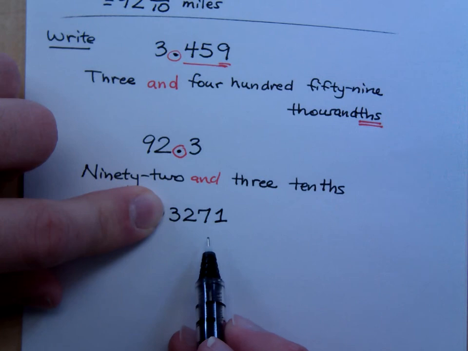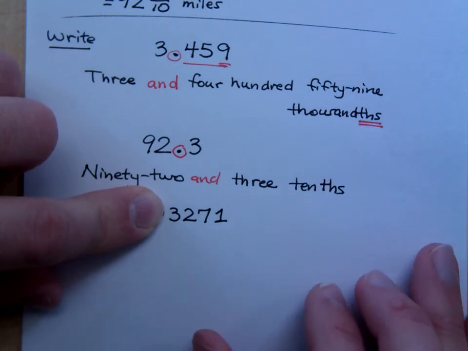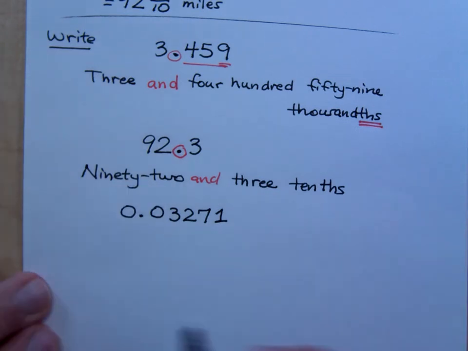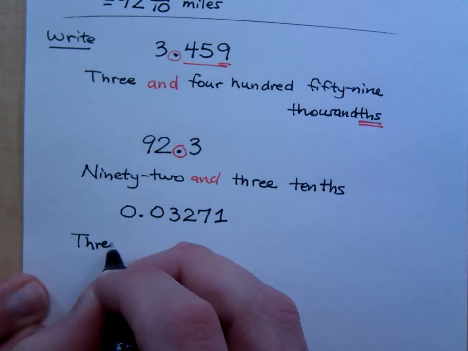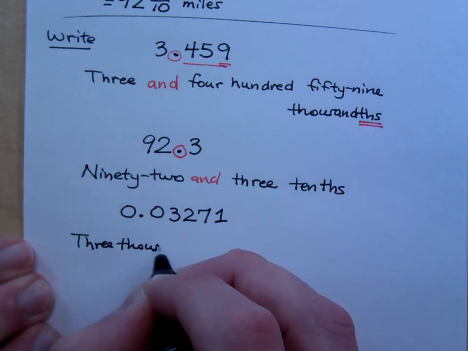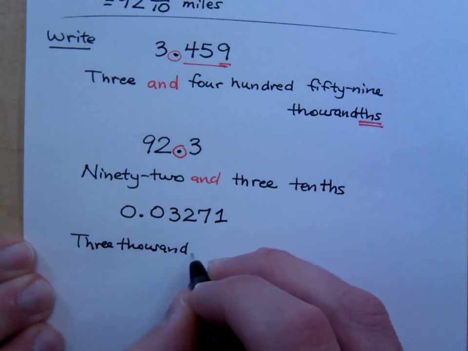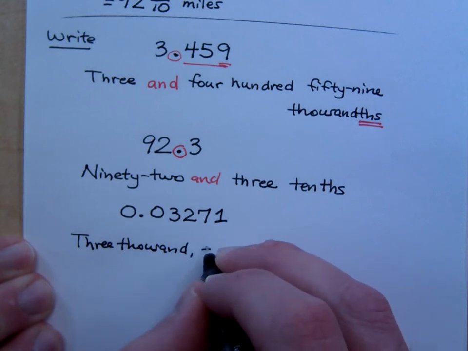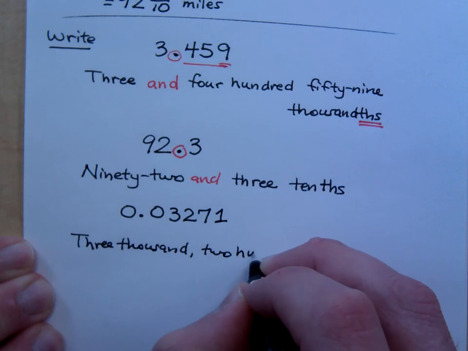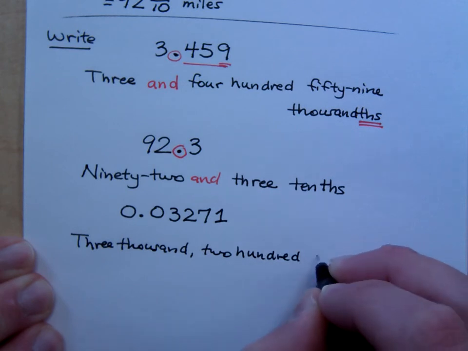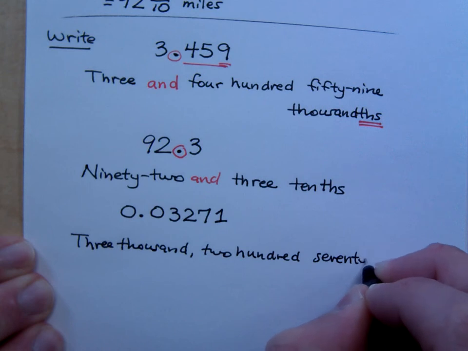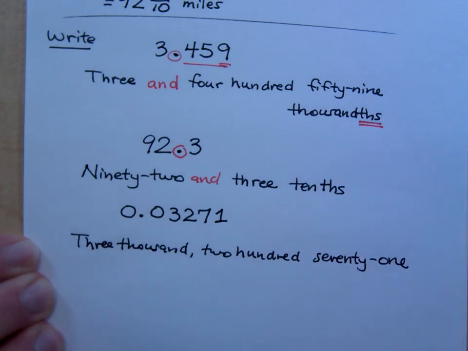How would you write this number? 3,271, right? So let's write that. So this is 3,271, well, so now I'm confused. 3,271 what? How far out did I go here? What was that? 100 thousandths. Are you sure?